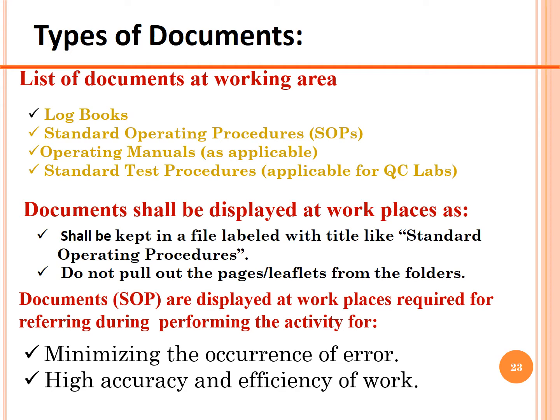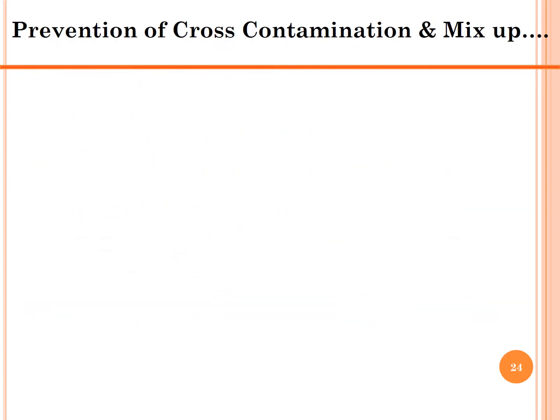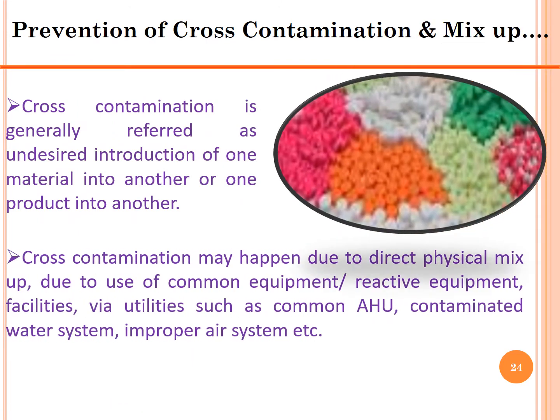Documents, SOPs, are displayed at workplaces as required for referring to during performing the activity, for minimizing the occurrence of error. High accuracy and efficiency of work. Prevention of cross-contamination and mix-up. Cross-contamination is generally referred to as undesired introduction of one material into another or one product into another. Cross-contamination may happen due to direct physical mix-up, due to use of common equipment, facilities, or via utilities such as common contaminated water system, improper air system etc.